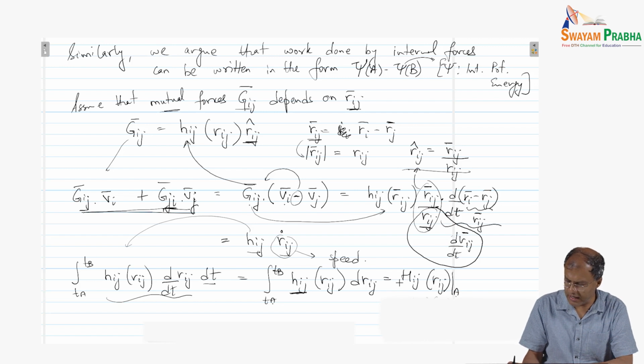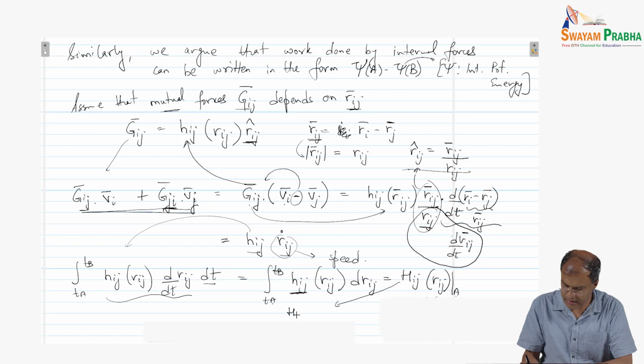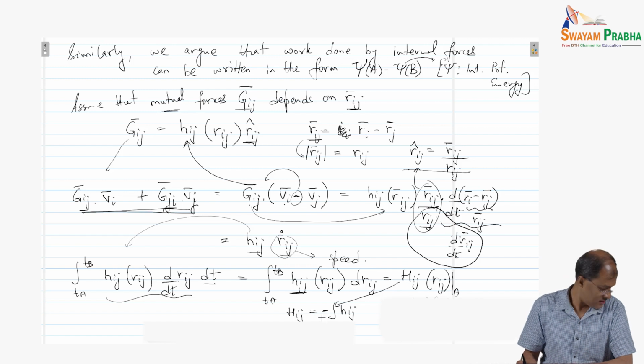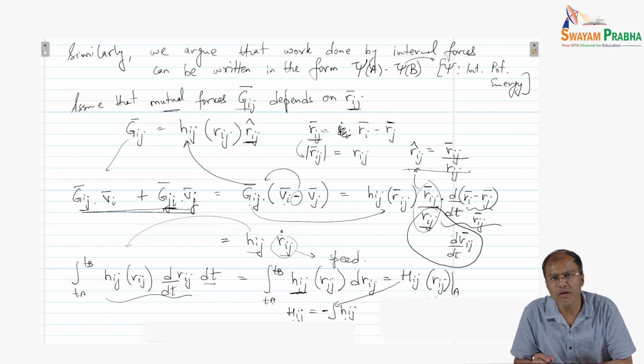So what we have done here is we have used the fact that capital Hij is nothing but the negative of the integral of small hij, with a minus sign. So that was the relation between the potential and the forces, and that brings in this reversal of the values at the integral limits. Okay, so I'm ready to write down the work done formula for the internal forces.